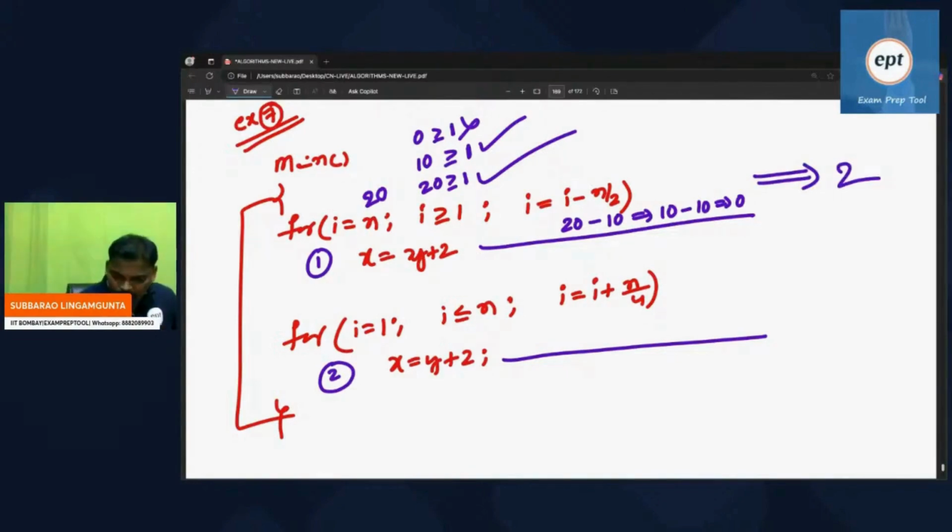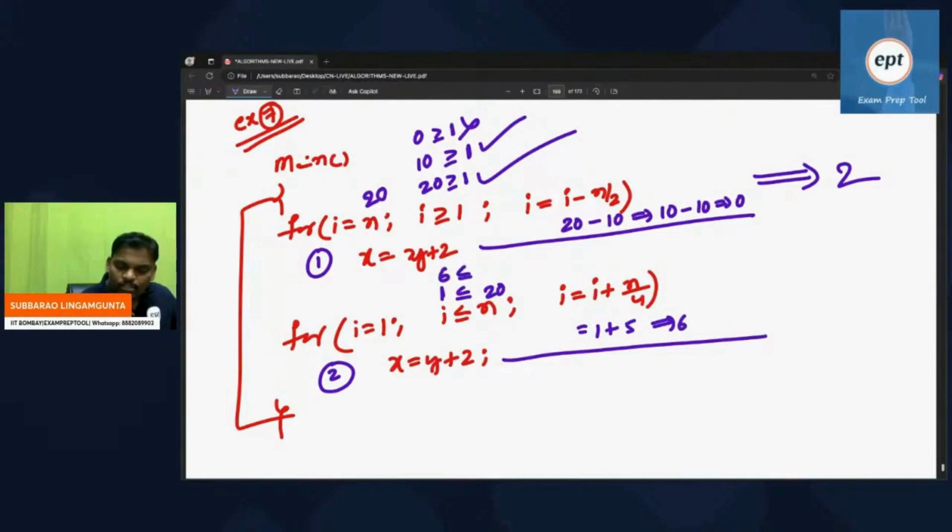Now can you see this one? Let us assume that n value is 20. Now see the answer. I value initially 1. 1 is less than or equal to 20, condition true. Then i is equal to 1 plus 20 by 4. 20 by 4 is 5, so it will become 6.